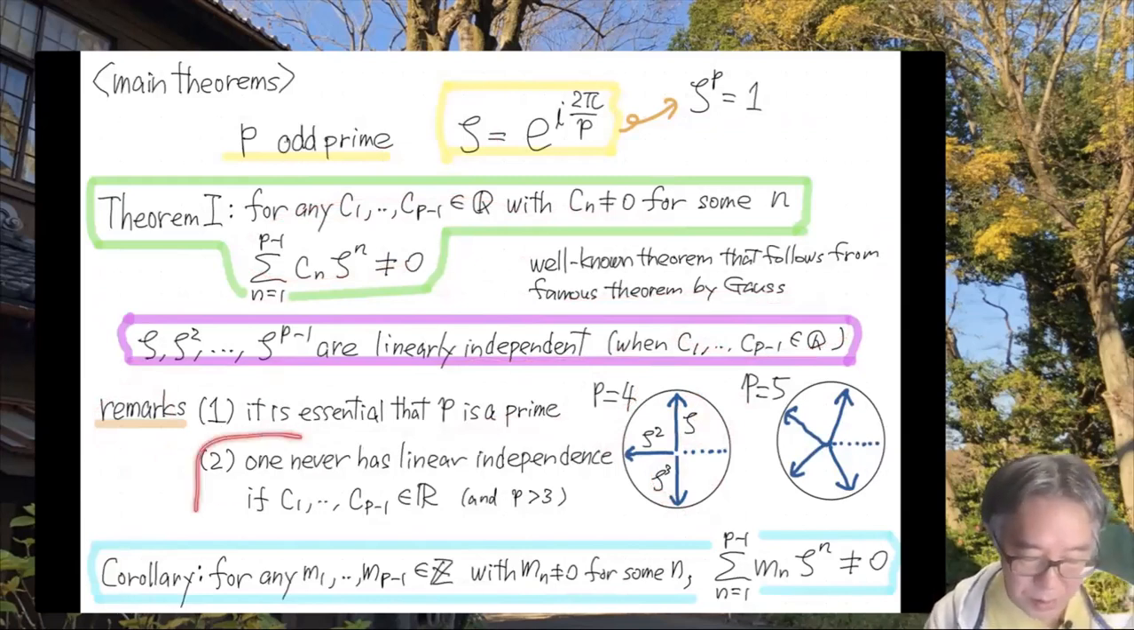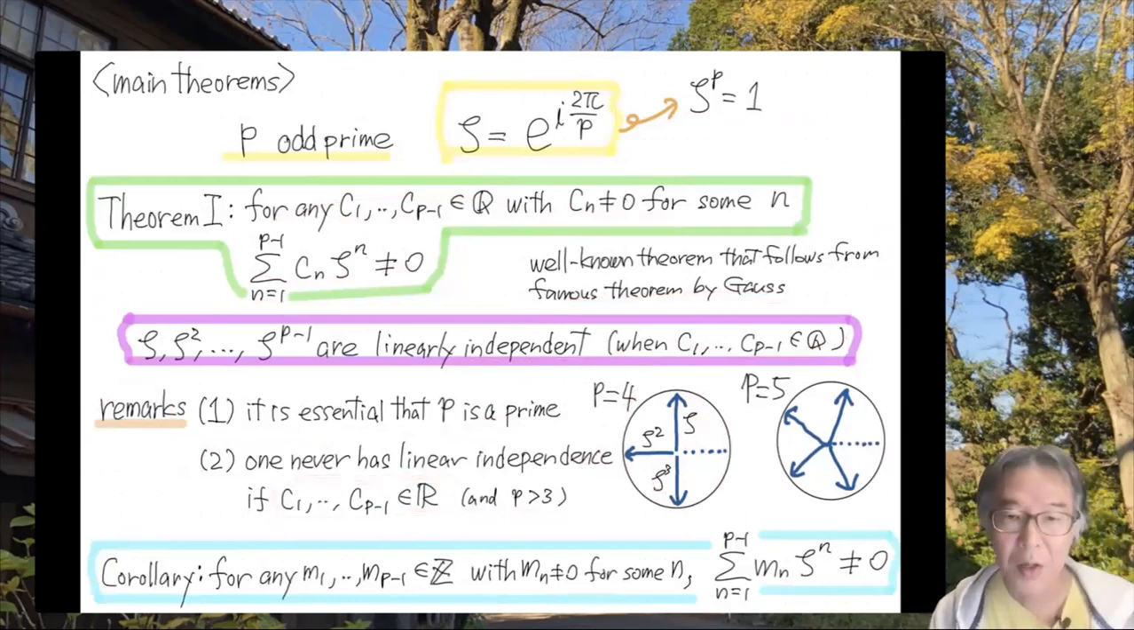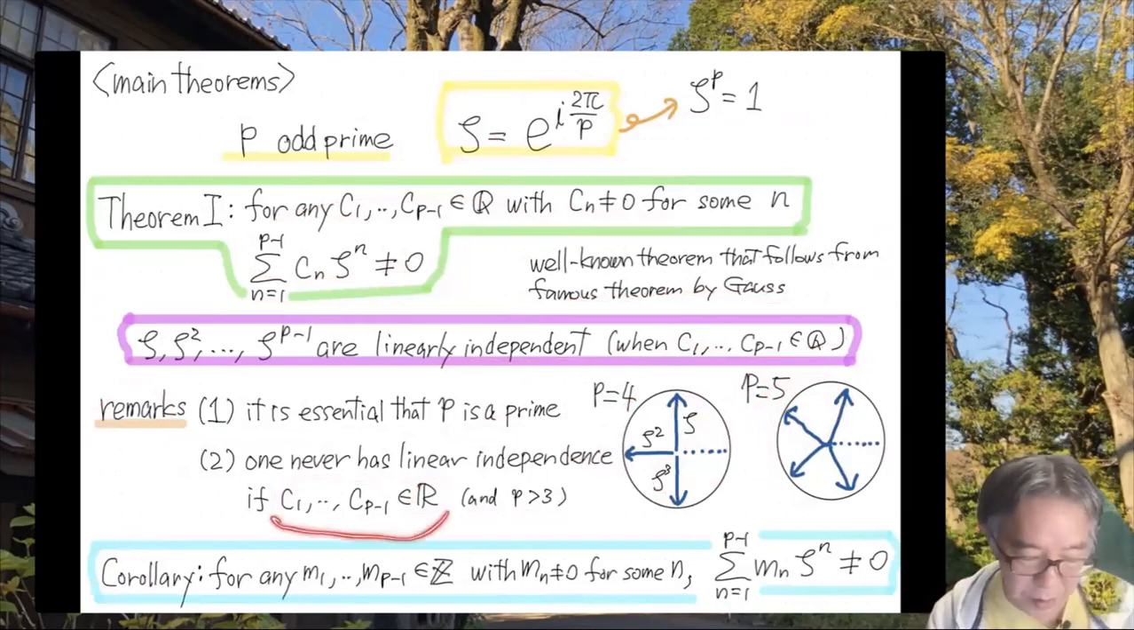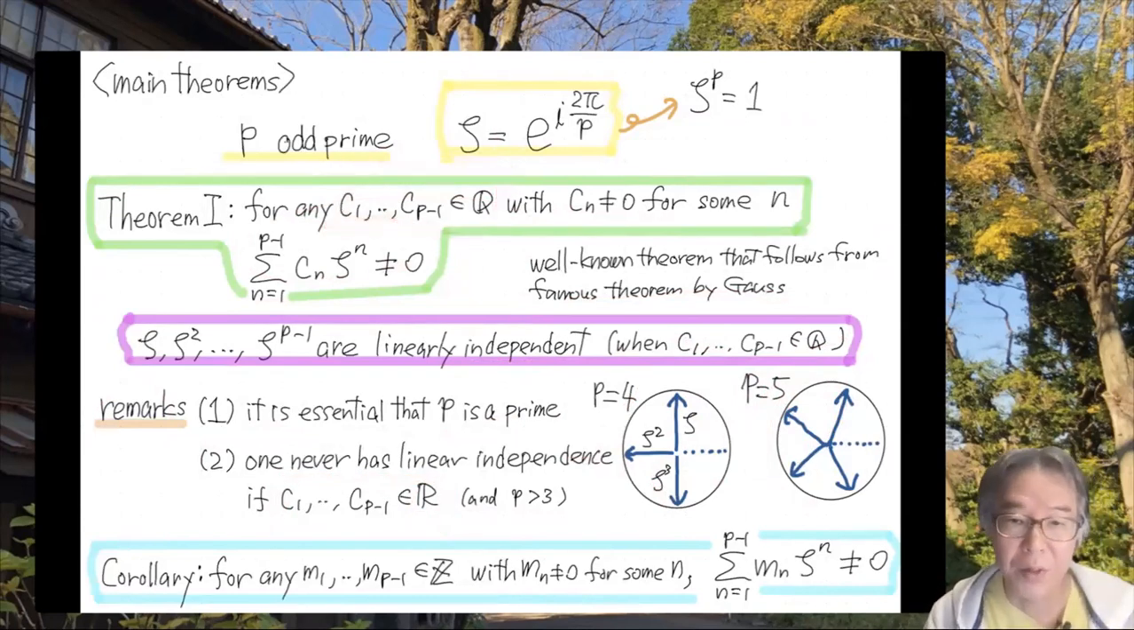And also, I think this is clear, but one never has linear independence if these coefficients are real. Of course, this is the p equals 5 case. It's a prime, but anyway, these are just two-dimensional vectors. So if the coefficients are real, then of course they are not linearly independent. At most, two vectors can be linearly independent in 2 dimensions, right? So this tells you that the world of real coefficients and the world of rational coefficients are very, very different.